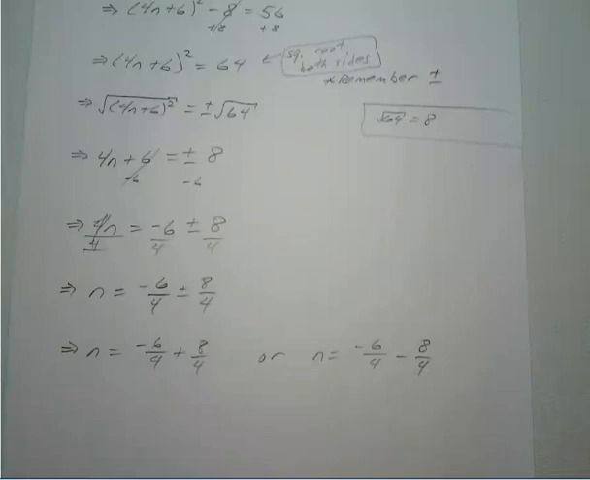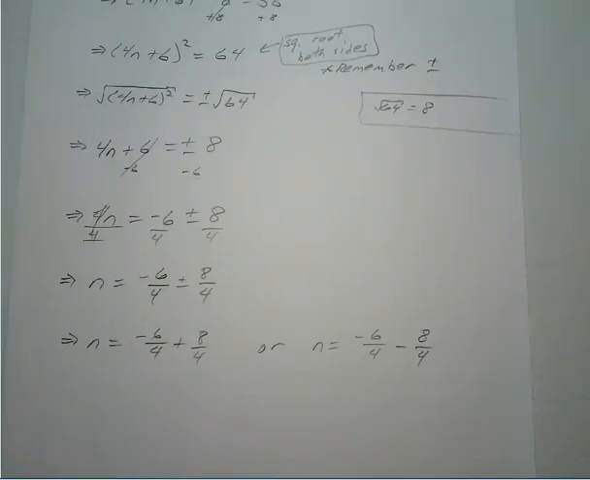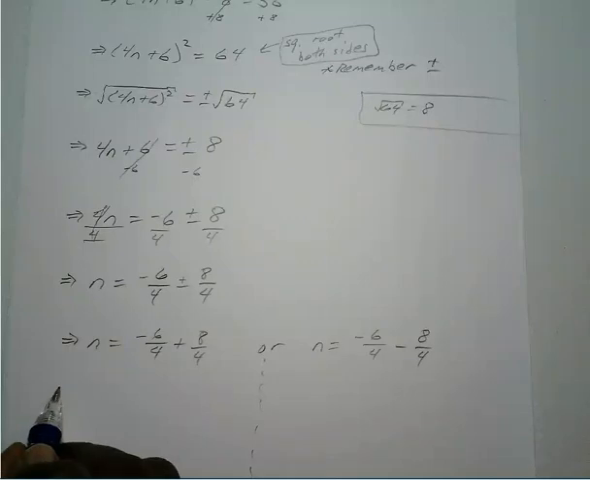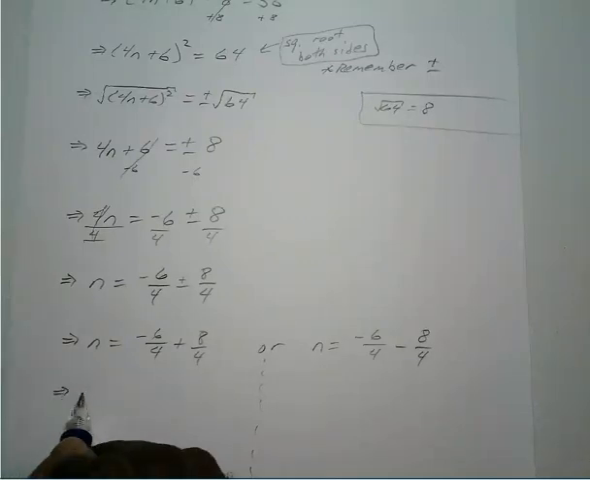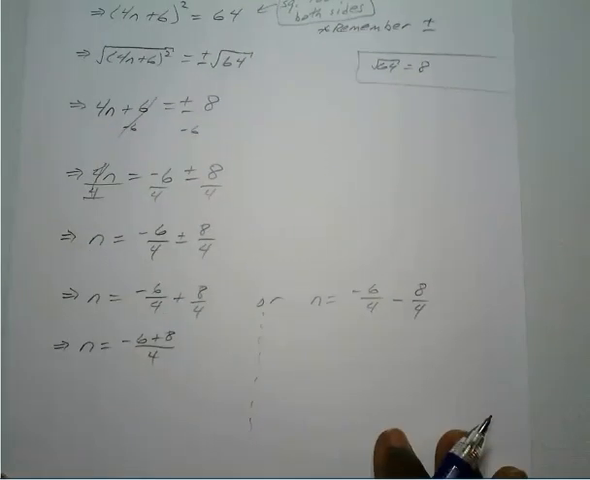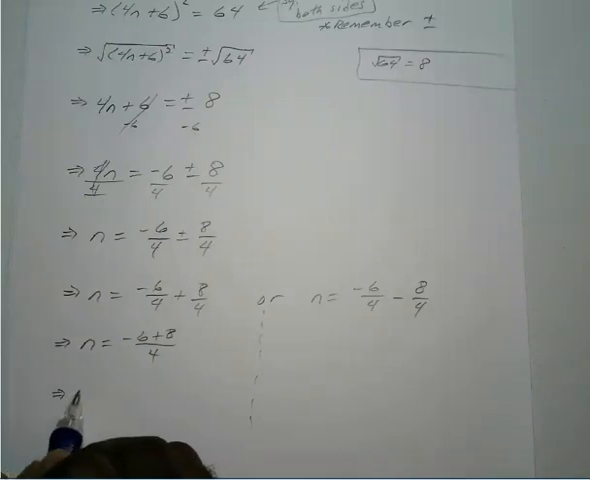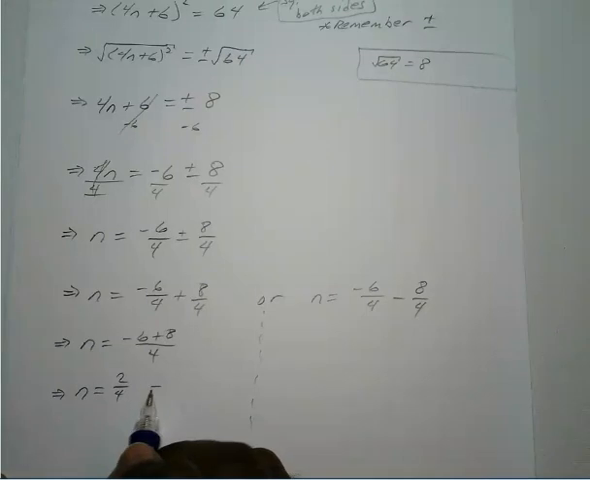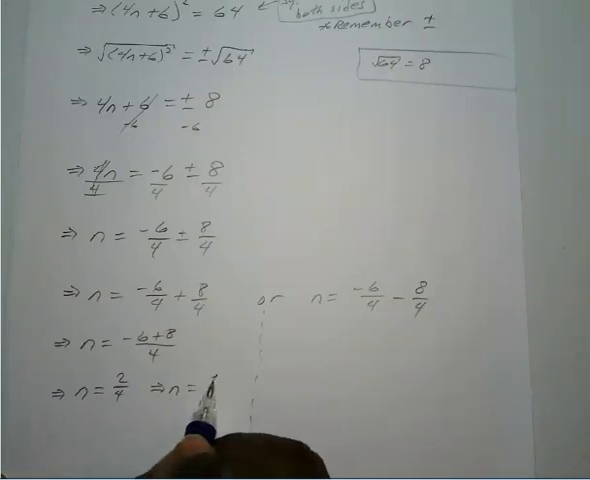Okay, so now we're just going into adding and subtracting our fractions. So I'll go ahead and separate our little line there. So negative 6 plus 8 is positive 2. So remember, this just gives us negative 6 plus 8 over 4. Or n is equal to 2 over 4, which simplifies to n is equal to 1/2.